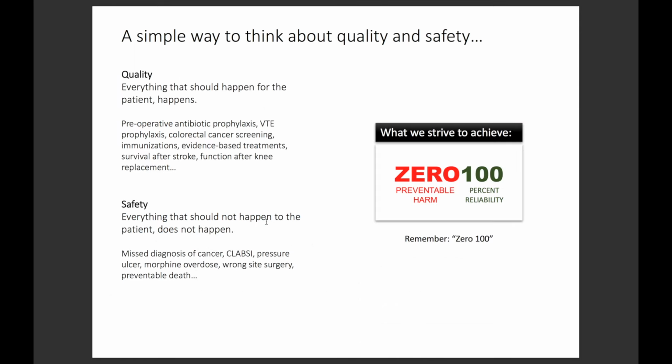A simple way to think about quality and safety is that they occur around the same patient. But quality is that everything that should happen for the patient actually happens. So if we're supposed to get it right, we get it right 100% of the time. And that's what we mean by quality. The other word that's often used is high reliability. When we think about high reliability systems, a patient should expect that when they have a certain illness, all the right things are going to be done at the right time. And that's what we mean by high reliability. And the measure of that is something we call quality.